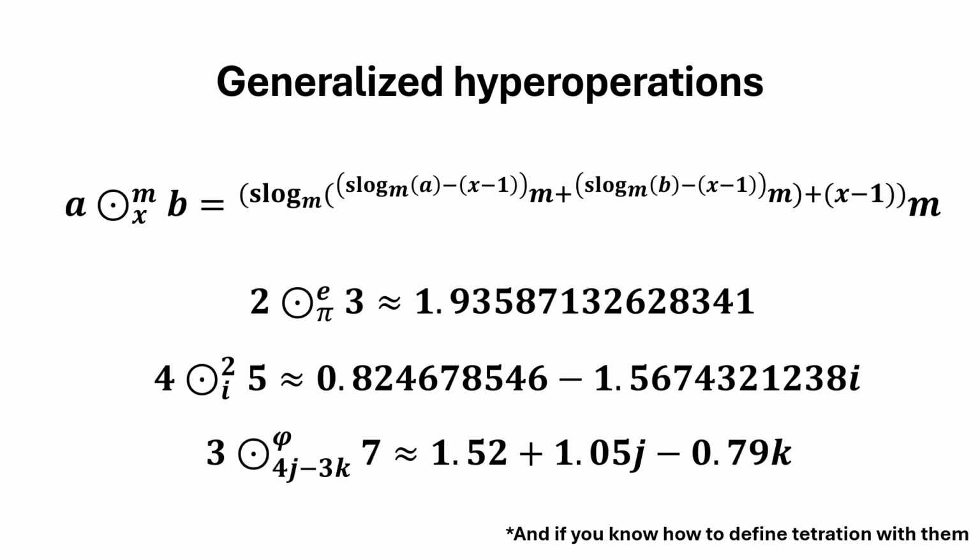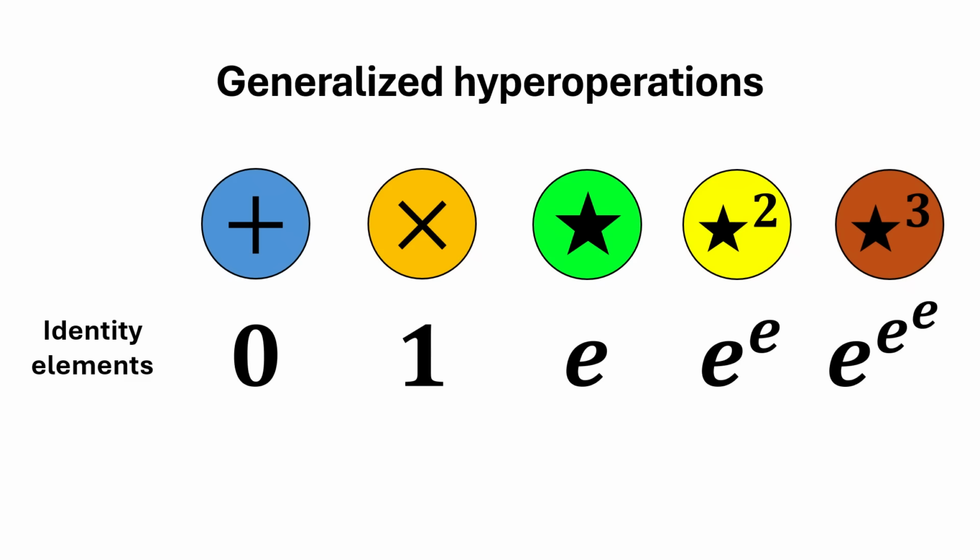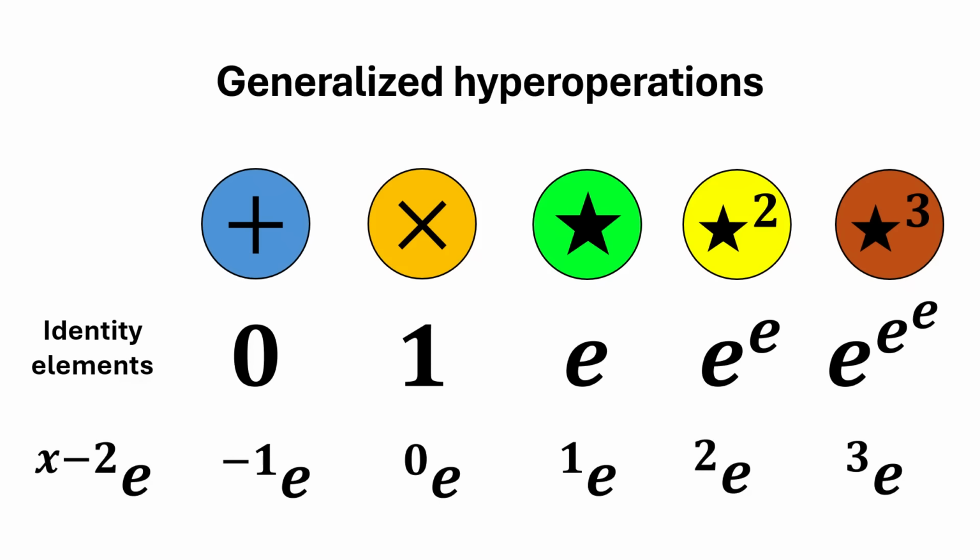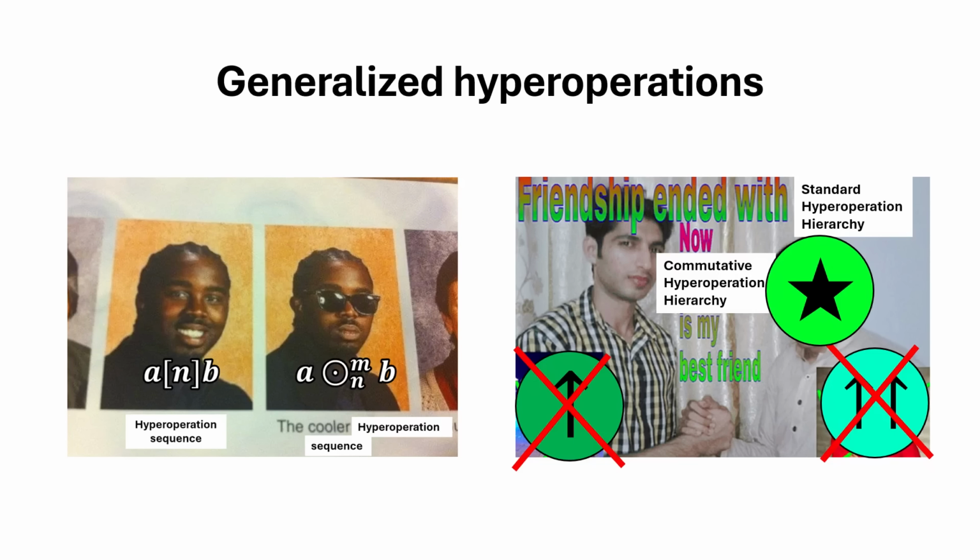The relationship with tetration becomes even clearer when we look at identity elements. Maybe this is the most elegant generalization of hyperoperations we can achieve.